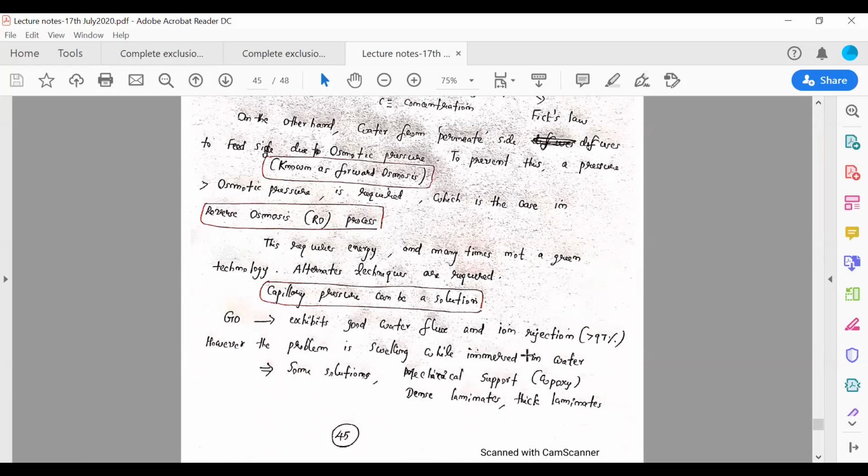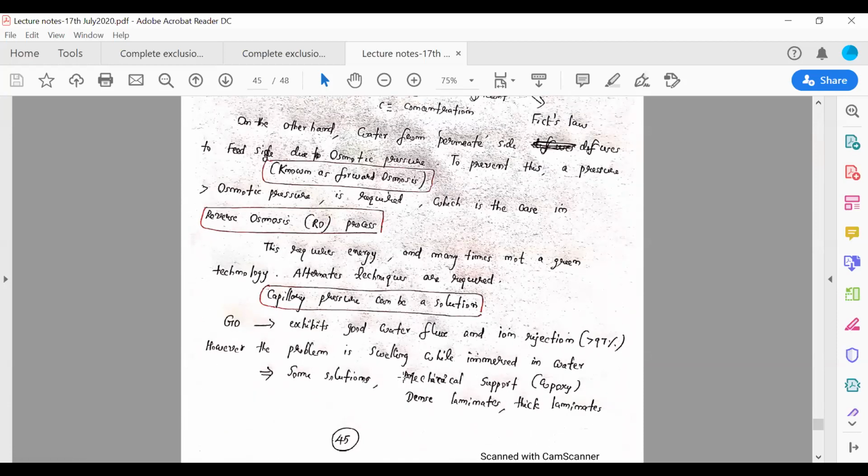great ion rejection ratios. For example, if you have more than 97%, it is fine, it is already drinkable. The main problem with graphene oxide is swelling. Some solutions are coming up, like mechanical support, just like the RO membranes, using dense laminates, thick laminates. This is what we have done in one of the papers.